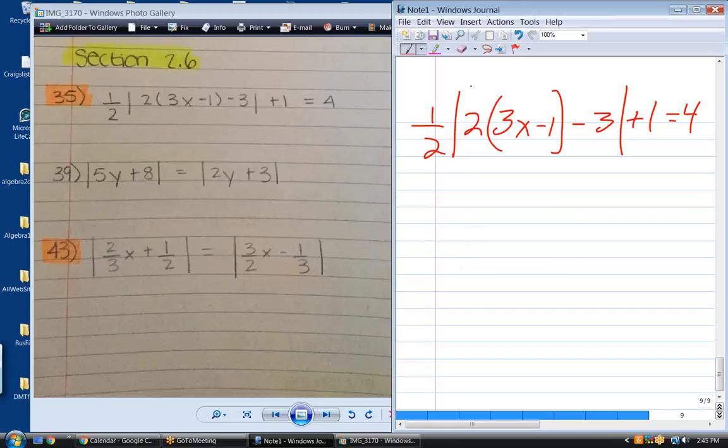Okay? So this is the part I want to isolate. So what two things do I need to do first before that's isolated? You need to take care of what's in the parentheses first. No, everything outside. Right. In other words, I need to get rid of this plus 1, and I need to get rid of this 1/2.